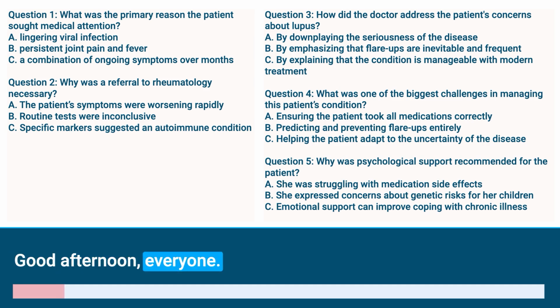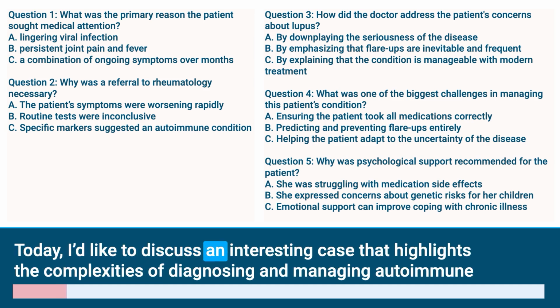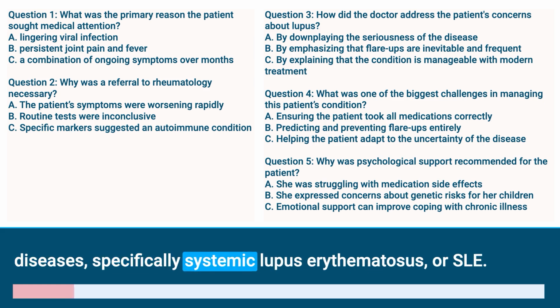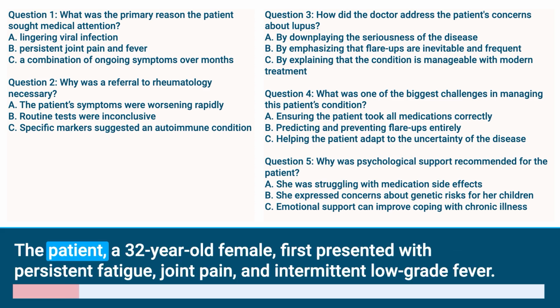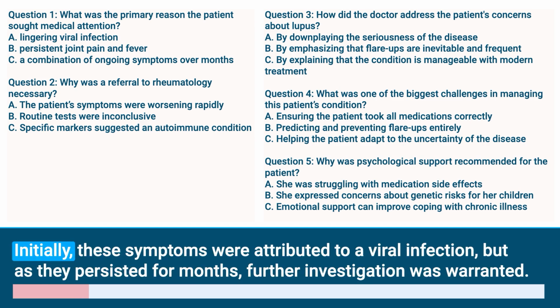Good afternoon, everyone. Today I'd like to discuss an interesting case that highlights the complexities of diagnosing and managing autoimmune diseases, specifically systemic lupus erythematosus, or SLE. The patient, a 32-year-old female, first presented with persistent fatigue, joint pain, and intermittent low-grade fever. Initially, these symptoms were attributed to a viral infection, but as they persisted for months, further investigation was warranted.